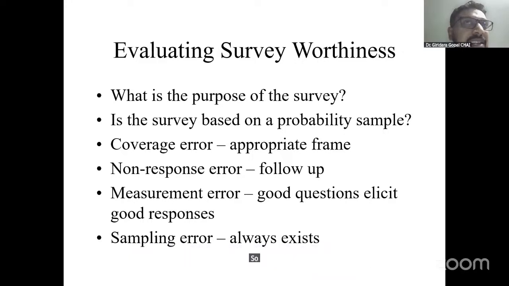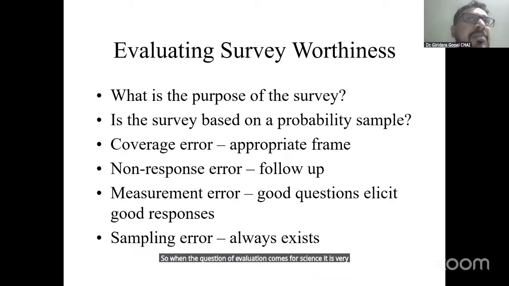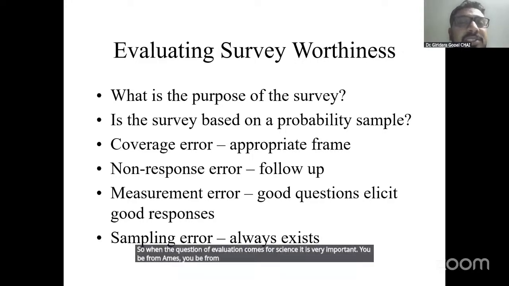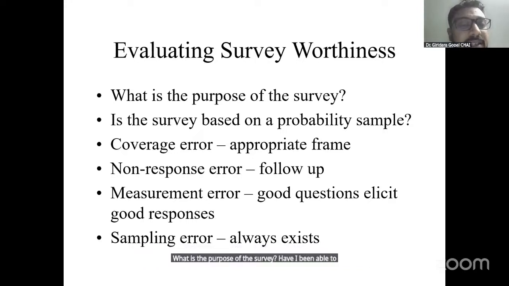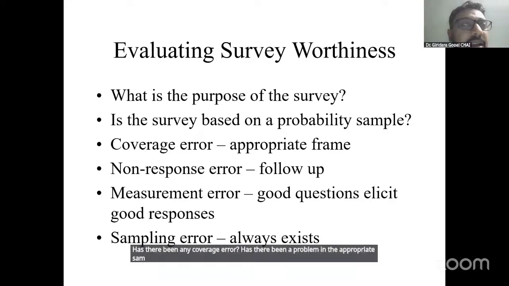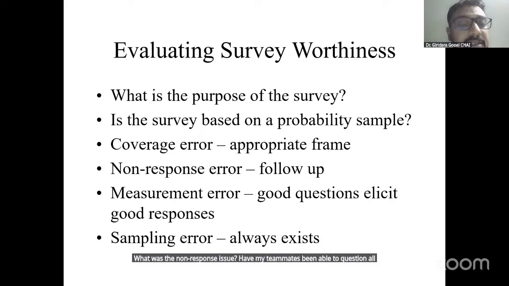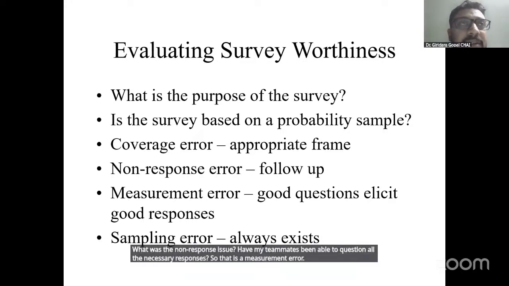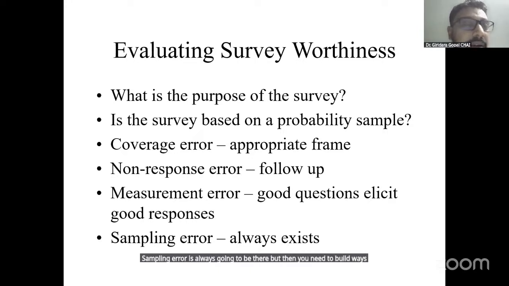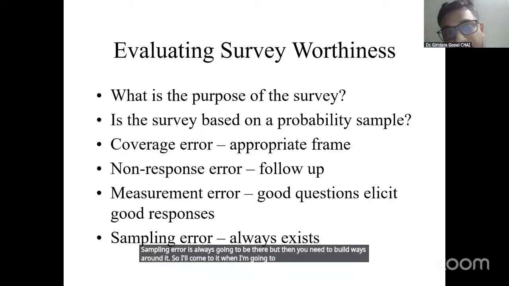So when the question of evaluation comes for science, it is very important. You may be from AIIMS, you may be from even the topmost institutes. You need to be sure whether what you have done is correct. So you need to keep asking the basics. What is the purpose of the survey? Have I been able to address my research through that very well? Has the survey been based on a good probability sampling? Has there been any sampling issues? Has there been any coverage error? Has there been a problem in the appropriate sampling frame? What was the non-response issue? Have my teammates been able to ask all the necessary questions? So that is a measurement error. Sampling error is always going to be there, but then you need to build ways around it. I'll come to it when I speak on monitoring and evaluation.